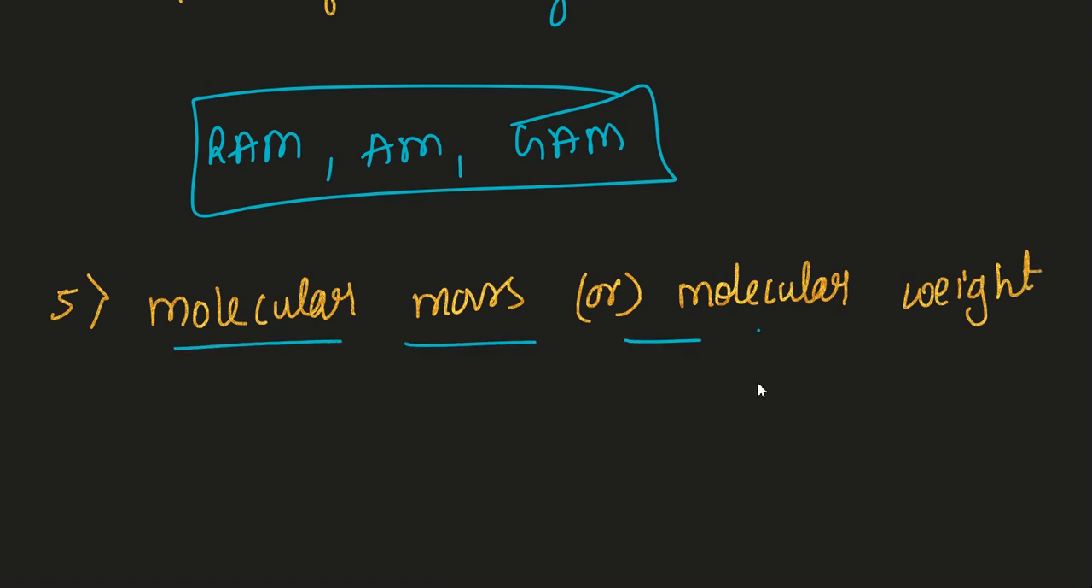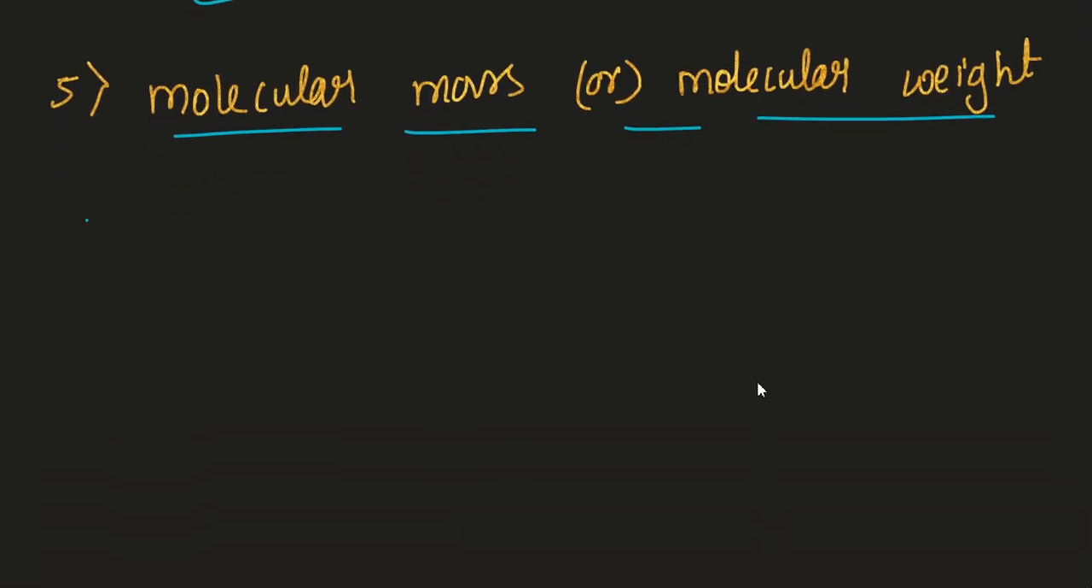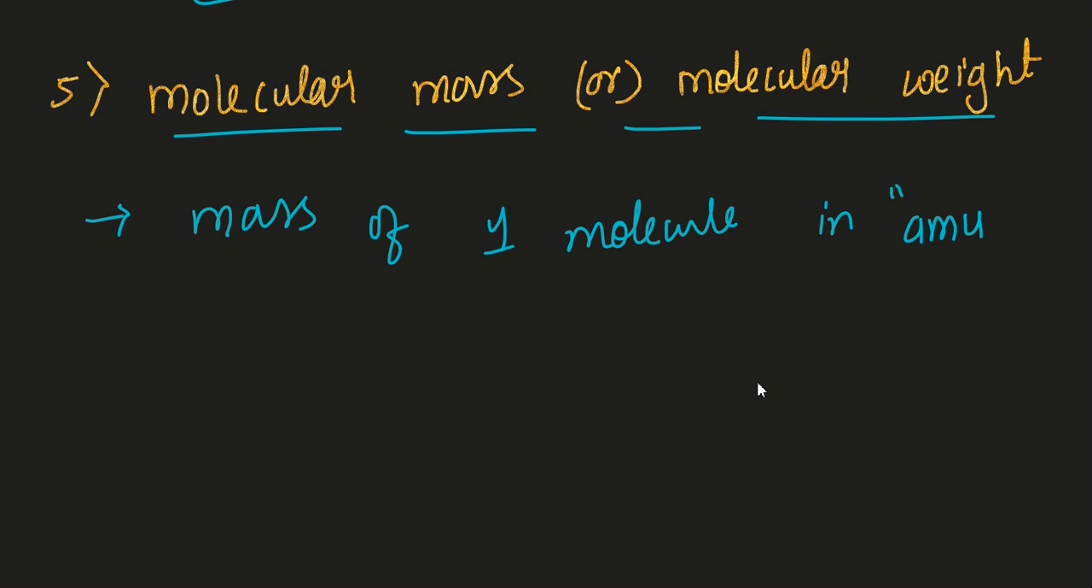So let us try to understand what is molecular weight or molecular mass. Write down the definition. So what will be the definition? Mass of one molecule in AMU. Let us take a small example. Suppose here I am taking a sample of water. There is a glass, a beaker, which has a lot of water in it.